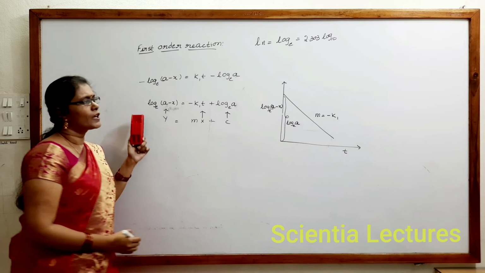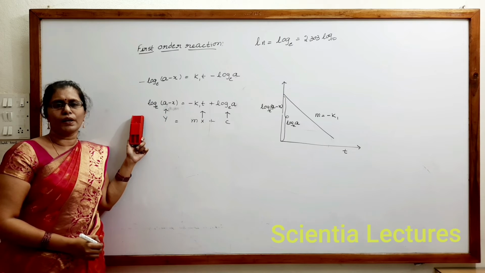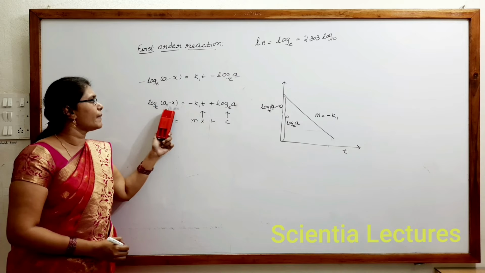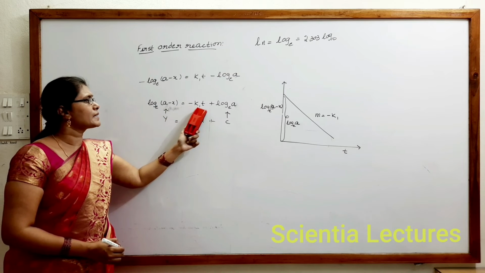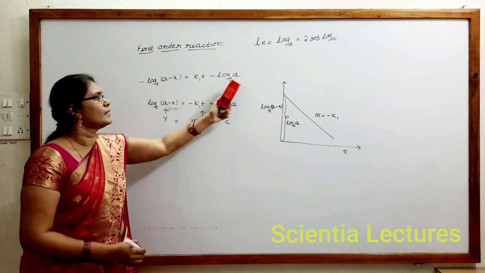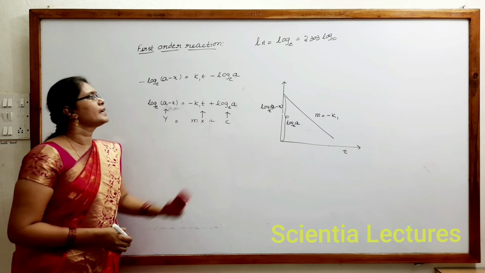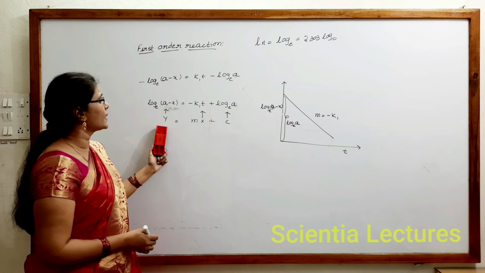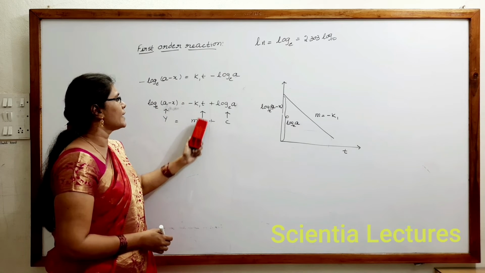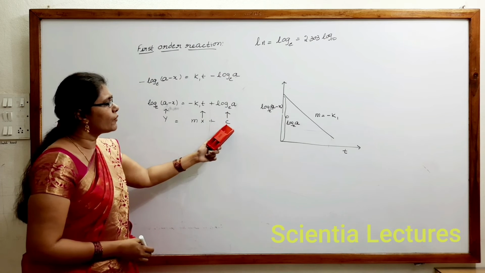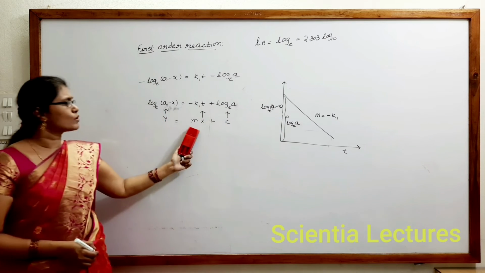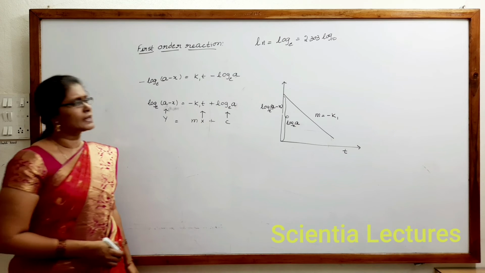This is the graph if you take the rate equation of first order reaction. What is the rate equation? Log base e (a minus x) equal to minus k1t plus log base e a. In the previous equation if you check, it is a. So what is to be taken in the y-axis? Log base e (a minus x). In the x-axis? t. Then what should be the y-intercept? Log base e a. What should be the slope? Minus k1.